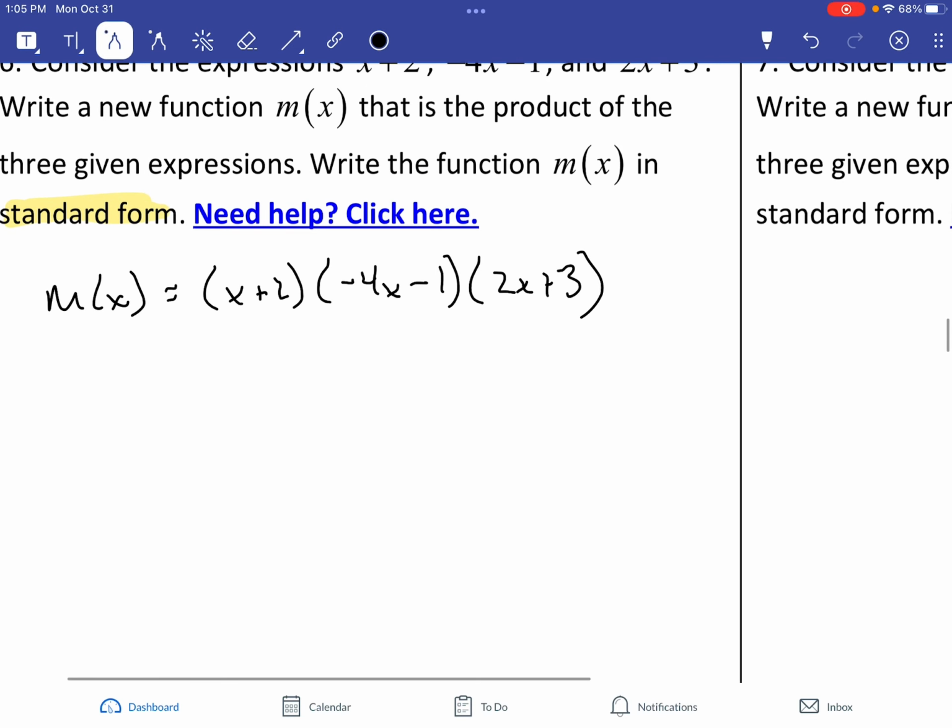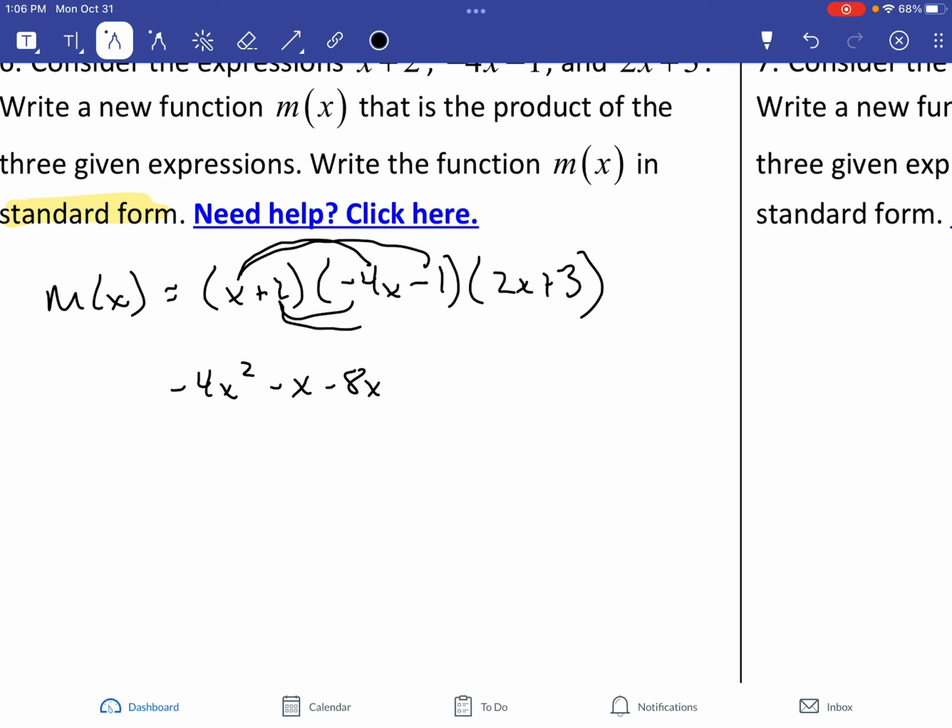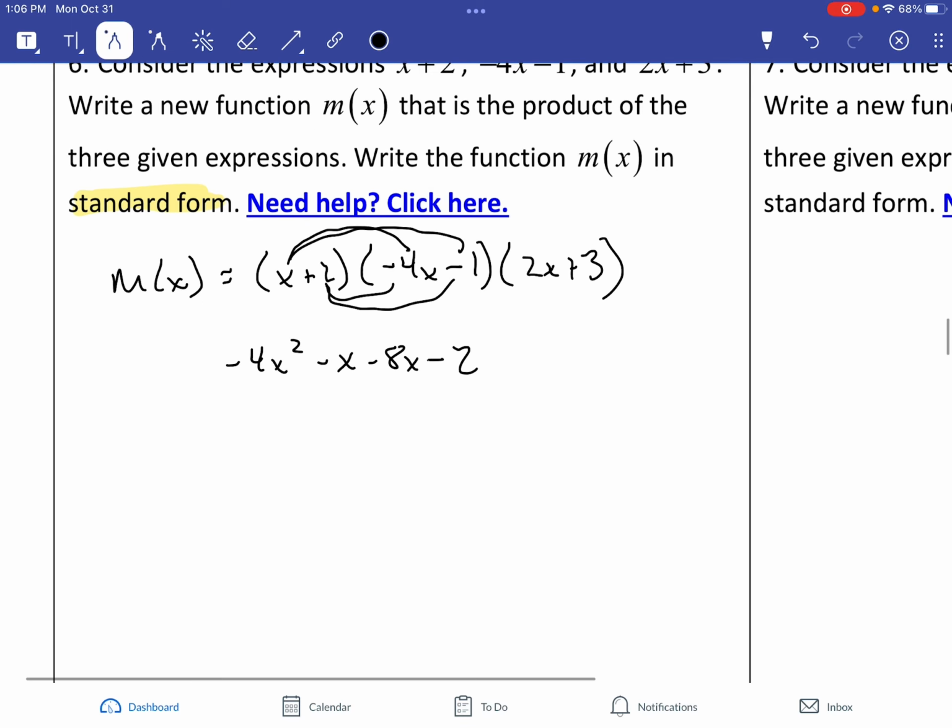Okay, so remember, you can only multiply 2 things at a time. So you have x times negative 4x gives you negative 4x squared. x times negative 1 is negative x. 2 times negative 4x is negative 8x. 2 times negative 1 is negative 2. I'm going to combine my like terms for those 2 things. Negative 4x squared minus 9x minus 2.